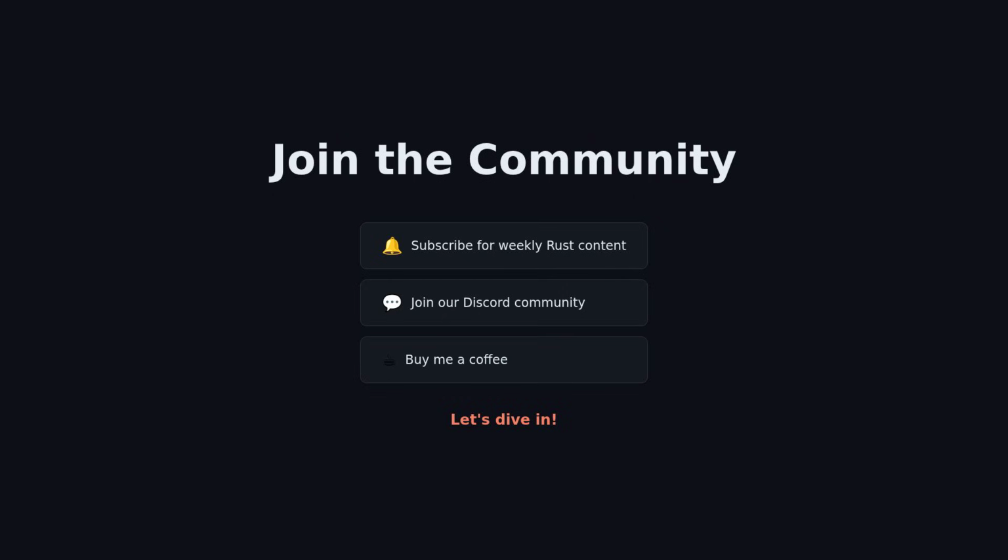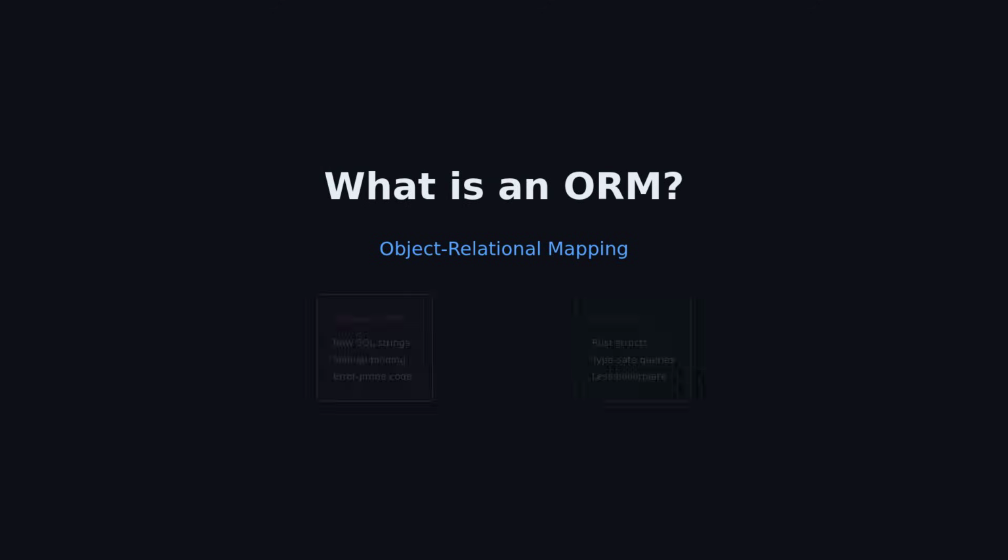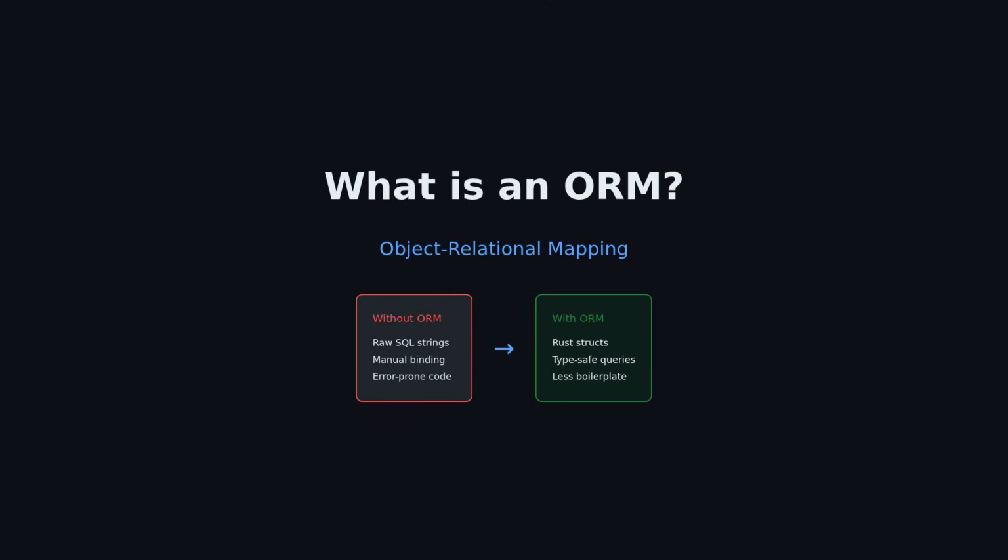But before we get into the ORMs, let me quickly explain what an ORM actually is, because context matters. So, what exactly is an ORM, and why do we need one in Rust? ORM stands for Object Relational Mapping. It is a layer that sits between your application code and your database. Instead of writing raw SQL strings, you work with Rust structs and methods. The ORM translates your Rust code into SQL queries.